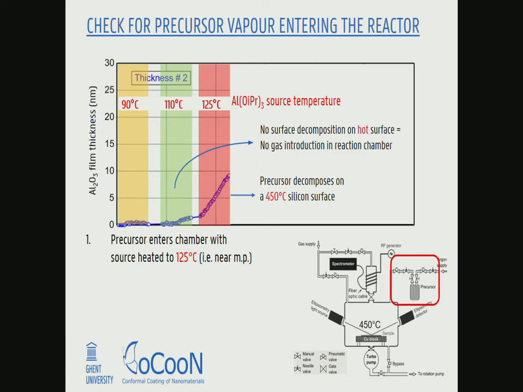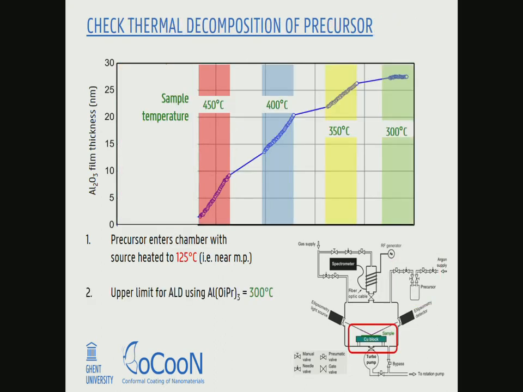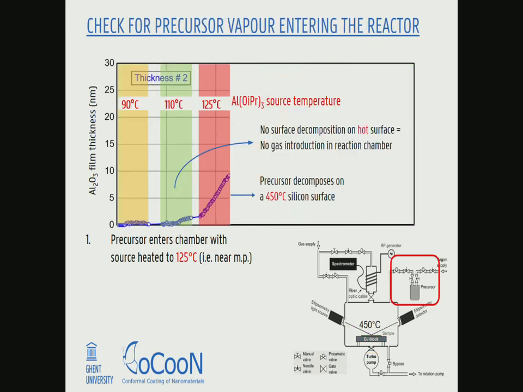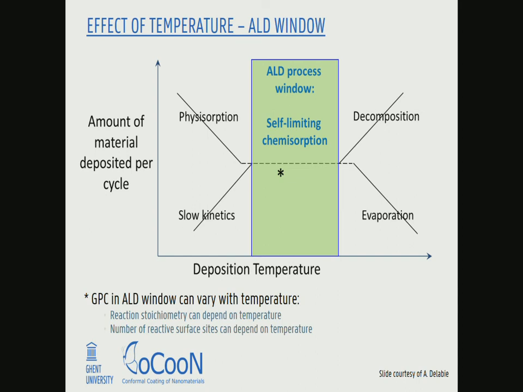Now you want to start playing with this temperature. You start at high temperature where you have the decomposition, and you just reduce your substrate temperature, and at some point you will reach the stage where you don't see decomposition anymore. This is not because the precursor vapor is not entering your chamber, because you didn't change anything here, but because your surface temperature has just become too low for the molecules to decompose. So on this graph, you have basically gone from this regime into this regime, and you have determined the upper edge of your ALD window.